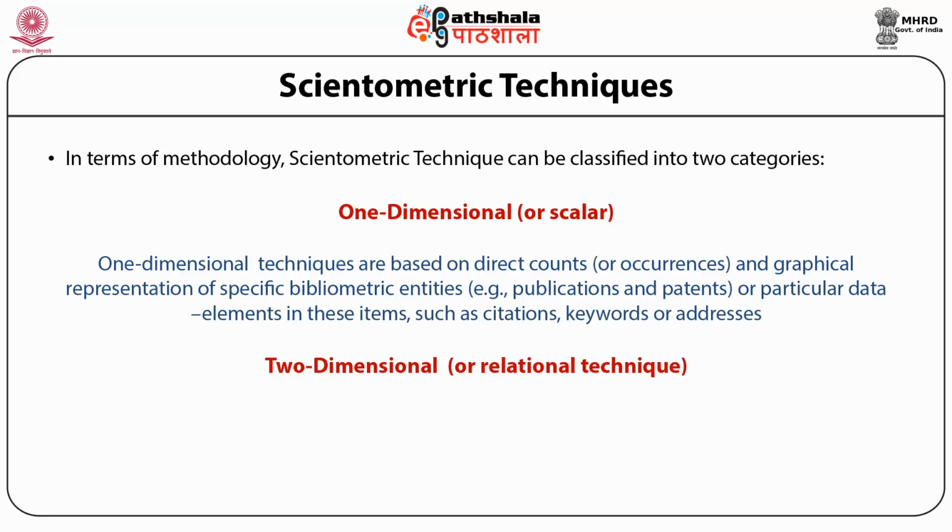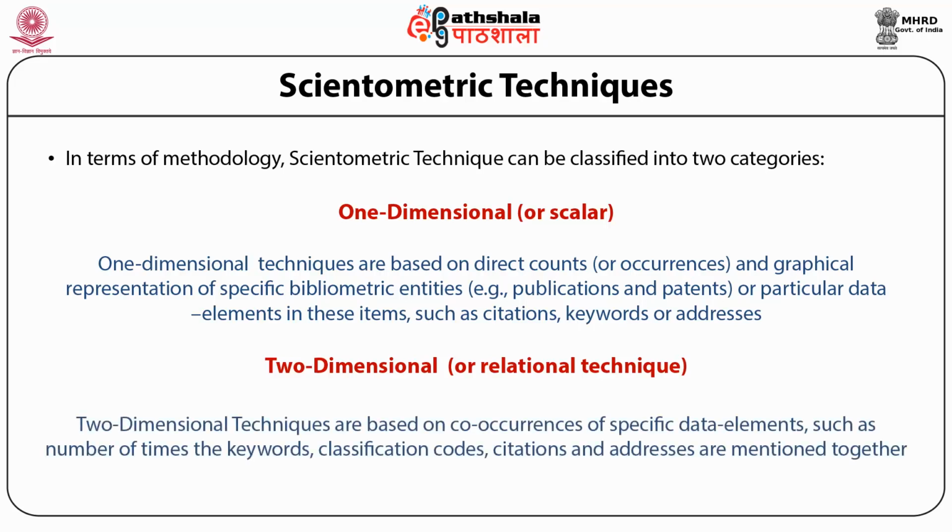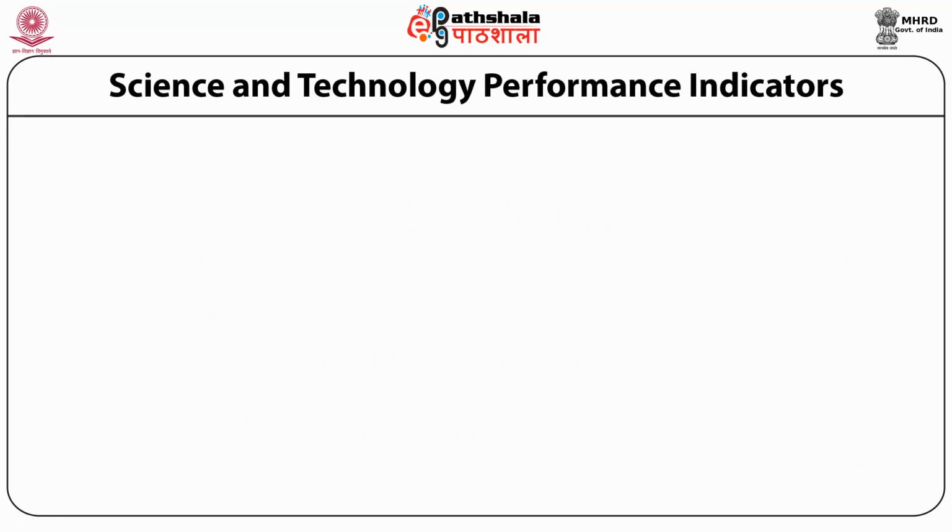That is publications and patents, or particular data elements in these items such as citations, keywords, or addresses. Two-dimensional techniques are based on co-occurrences of specific data elements, such as the number of times keywords, classification codes, citations, and addresses are mentioned together. Here we look at the science and technology performance indicators.